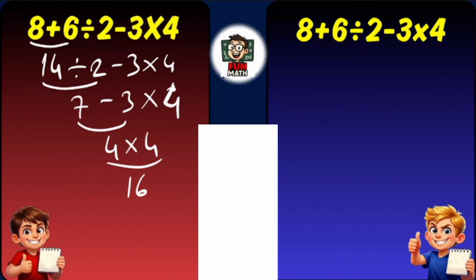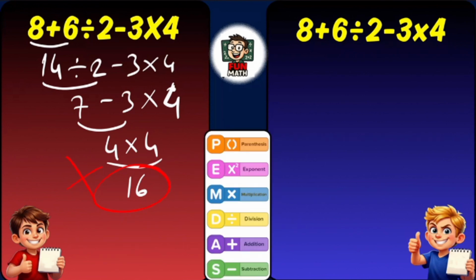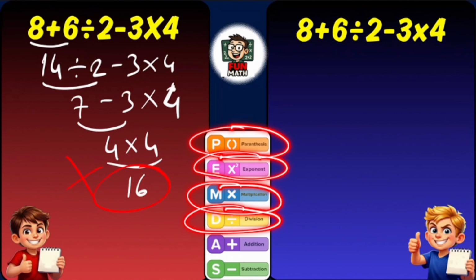If you solve the problem this way, you made a mistake. Because while solving the problem, we should have paid attention to the order of operations. The order of operations is coded as PEMDAS. PEMDAS: parenthesis, exponent, multiplication, division, addition, subtraction.